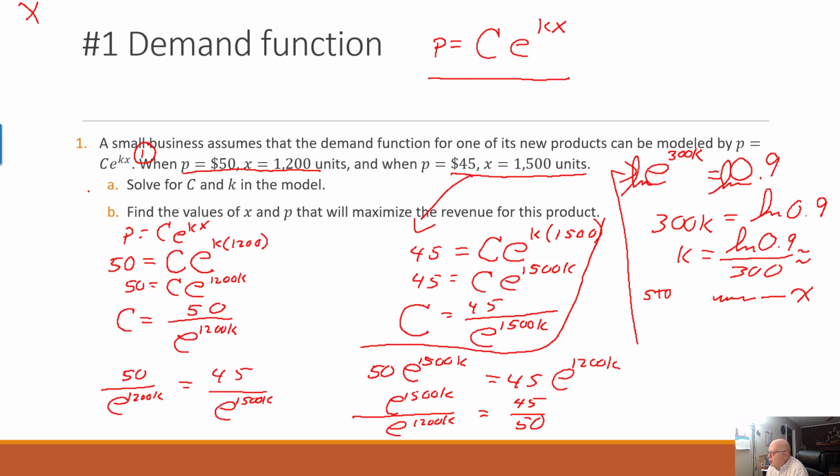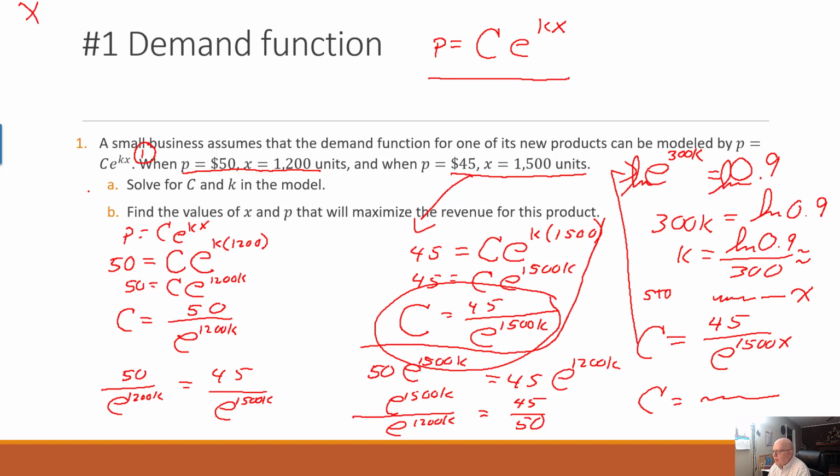Now, with that number stored in X, you're going to go back here, and we've got two different expressions for C, so we can actually figure out what C is. Let's take the closest one, this one over here. So now, to get C, you can take the 45 and divide it by e to the 1500 times the value of k. Now if you took my suggestion and stored it into X, you can just put an X there, and that will tell you what the value of C is. I hope that helps. Now, that takes care of the first part.